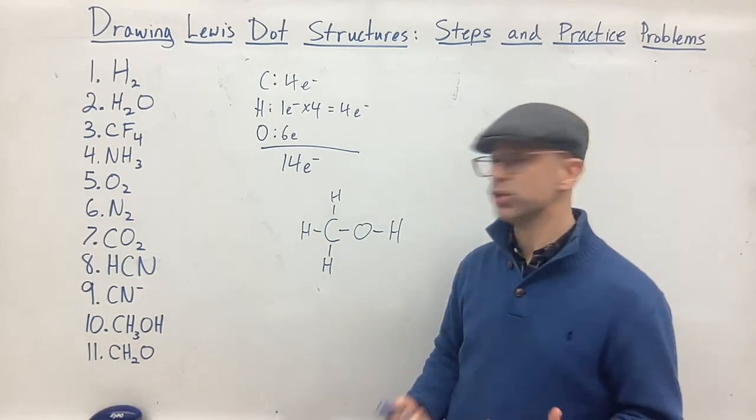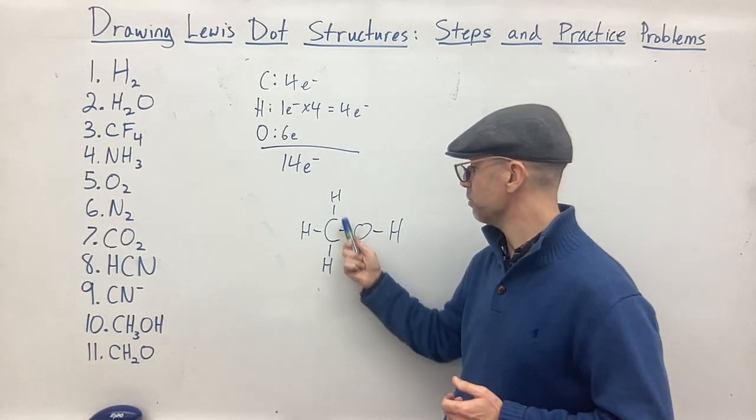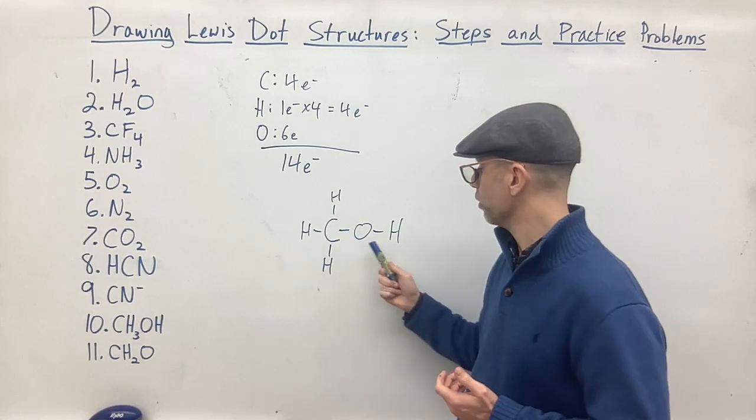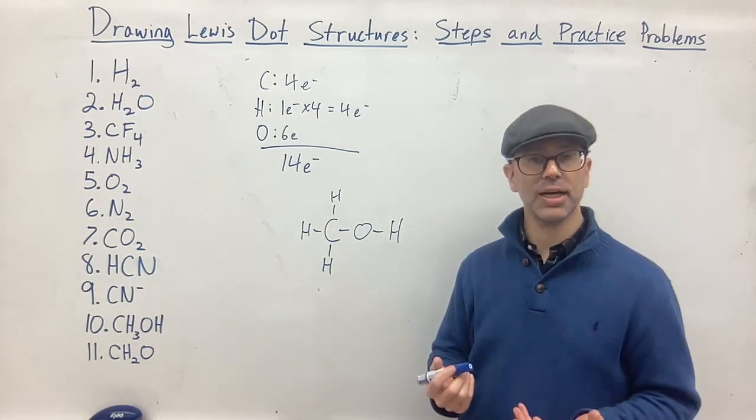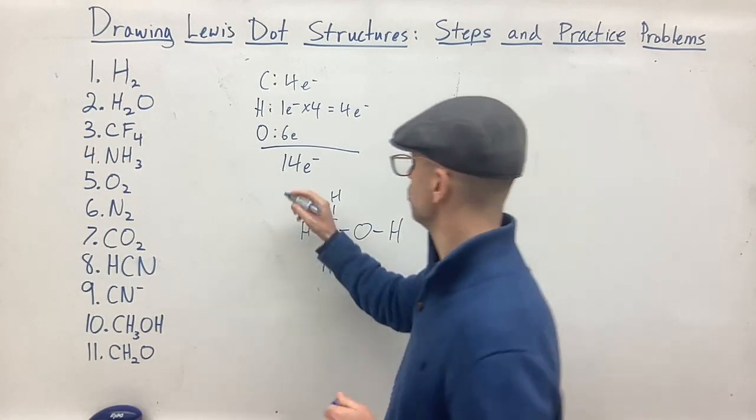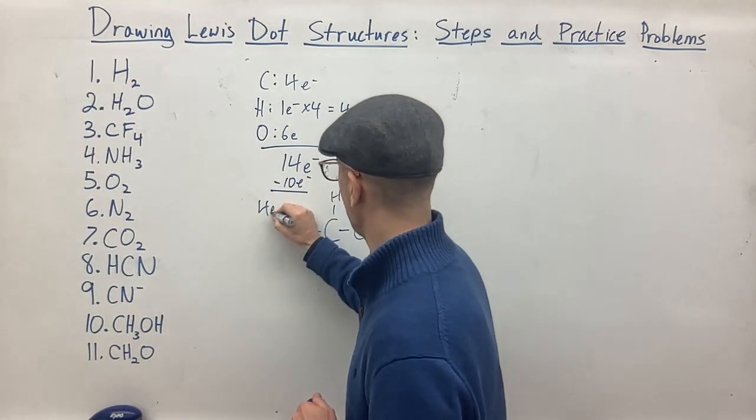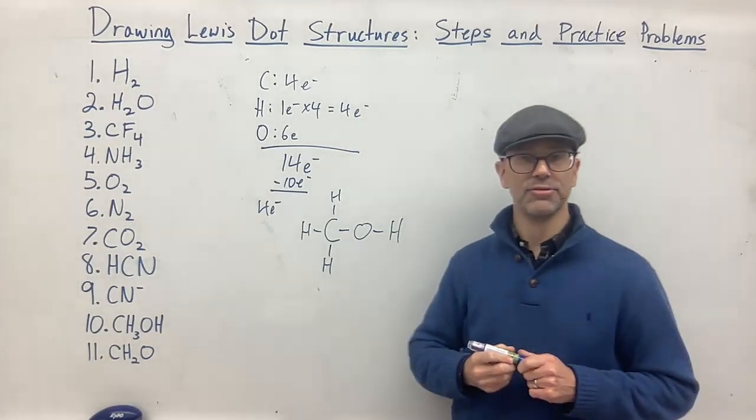So that's step 2. Now I have to subtract out the number of electrons from each bond. So I have 1, 2, 3, 4, 5 bonds. That's 2 electrons per bond. That's a total of 10. So I'm going to subtract out 10 electrons, and that gives me 4 electrons left.